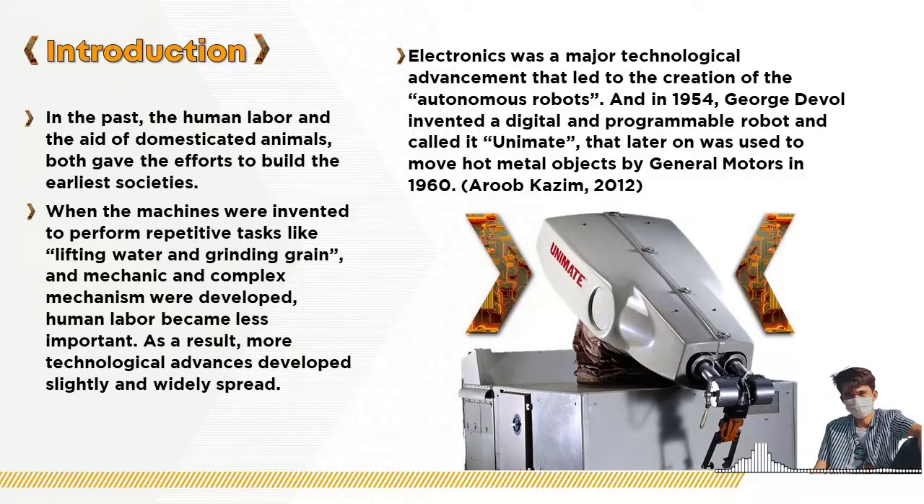In the past, human labor and the aid of domesticated animals both gave the effort to build the earliest societies. When machines were invented to perform repetitive tasks like lifting water and grinding grain, and complex mechanisms were developed, human labor became less important. As a result, more technological advances developed and spread widely. One of the major technological advancements that led to the creation of autonomous robots was electronics. In 1954, George Devol invented a digital and programmable robot and called it Unimate. Unimate was later used by General Motors in 1960 to move hot metal objects.